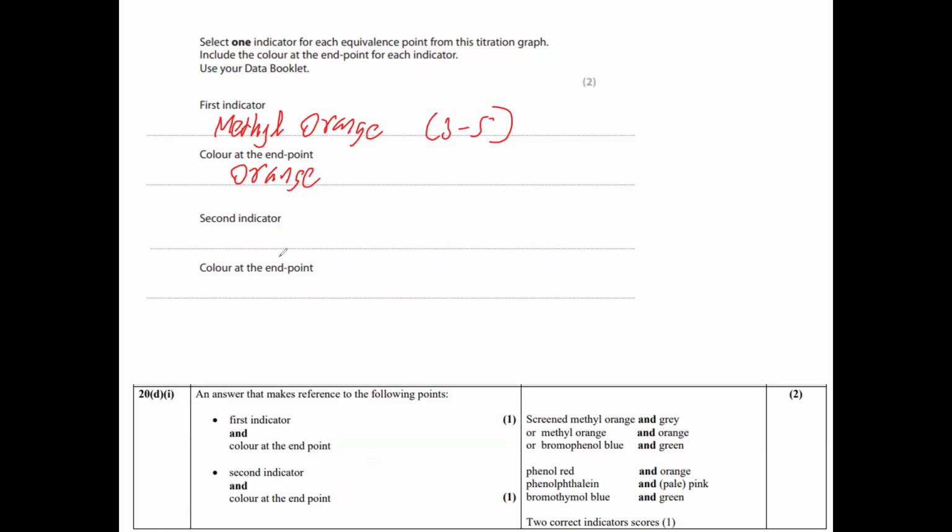Then for the second indicator, phenolphthalein is the best one. For phenolphthalein, roughly as I remember, the color change pH range is between 8 and 10. And in basic medium, it will show a pink color at the end point. So these are the colors we have to write for this titration.